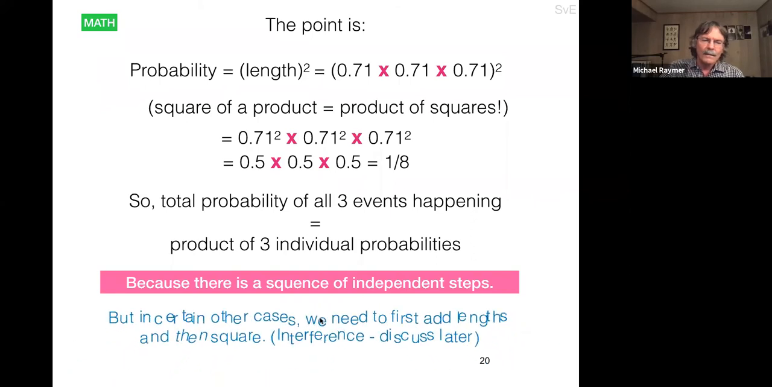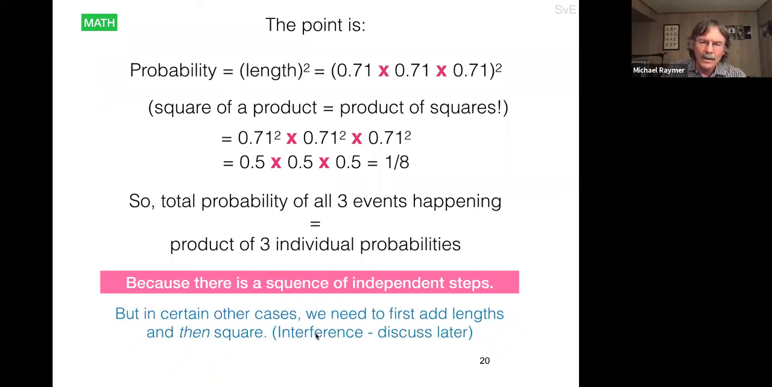However, in some other cases that we'll see next week, we don't do it that way. We need to first add the lengths and then square. And this is called quantum interference. And it's probably the second most important concept in all of quantum physics. But we'll postpone that discussion. Now I think you should just understand this previous business about multiplying them together.